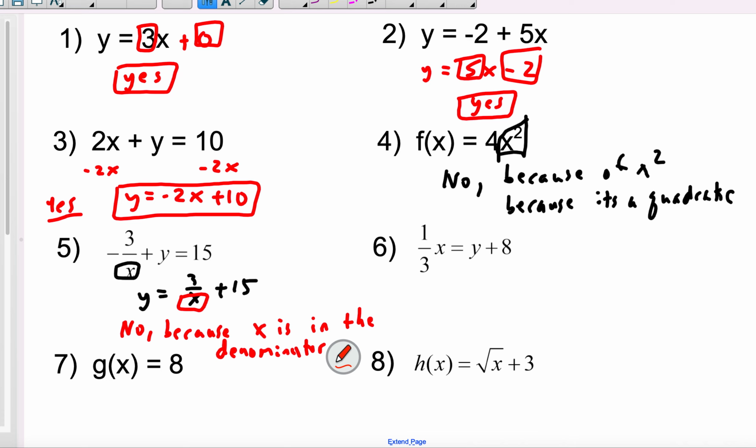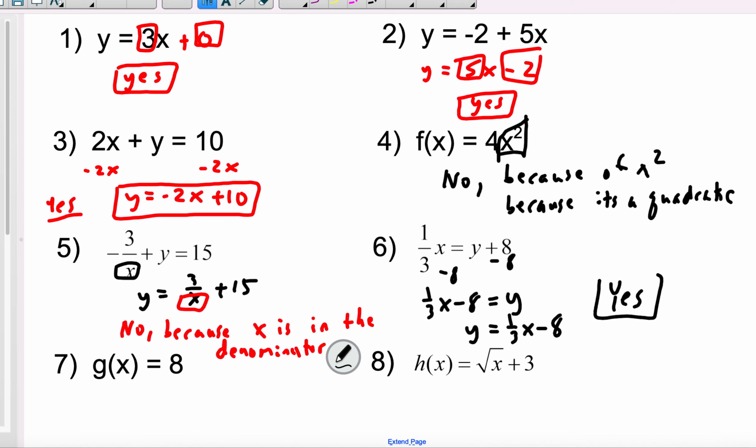All right, so then number 6. Nothing wrong with a 1/3 times x, because it's not 1 over 3x, it's 1/3 times x. So I'm going to bring this 8 over here by the 1/3 x. So I get 1/3 x minus 8 equals y, which is the same thing as y equals 1/3 x minus 8. Again, our slope there is 1/3, and negative 8 would be my b, so it's in that y equals mx plus b form. And you have an x to the first there. So that is definitely a yes, this is a linear function.